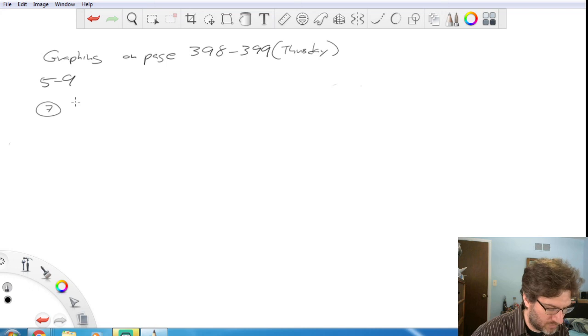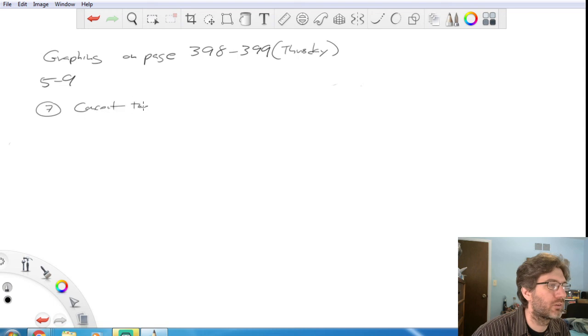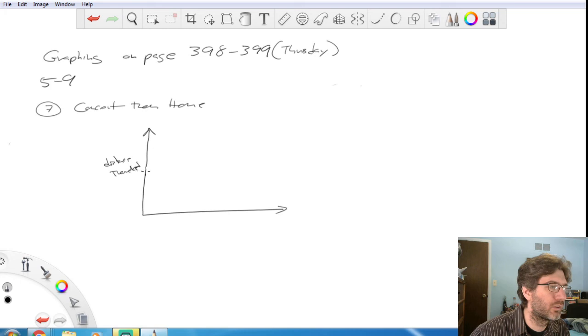Number 7 is the distance you travel as you go to a concert and return home. Same deal, you can't have negative distance, so we have distance traveled over here, and time over here, you can't have negative time either. So you're going to start, go to the concert, stay at the concert, and then come home. And you probably want a curve because you have to speed up and slow down.